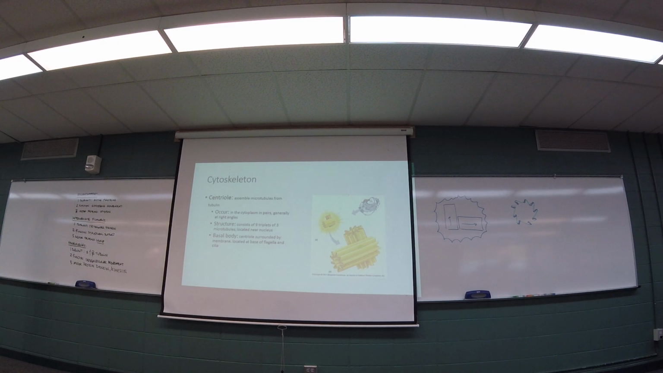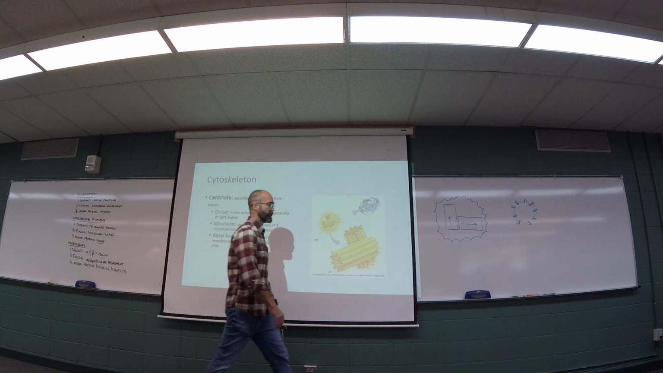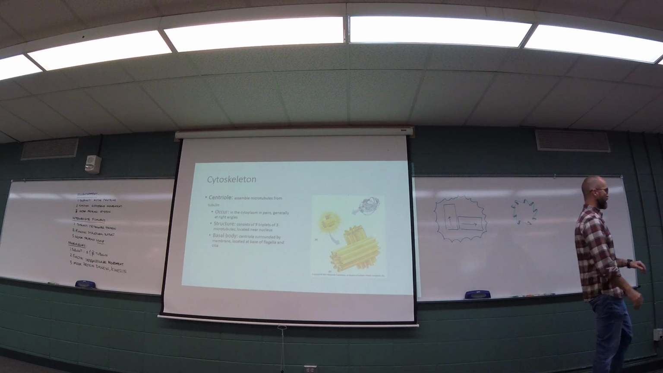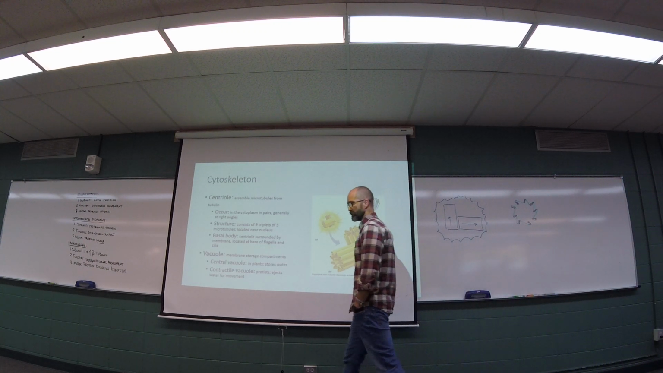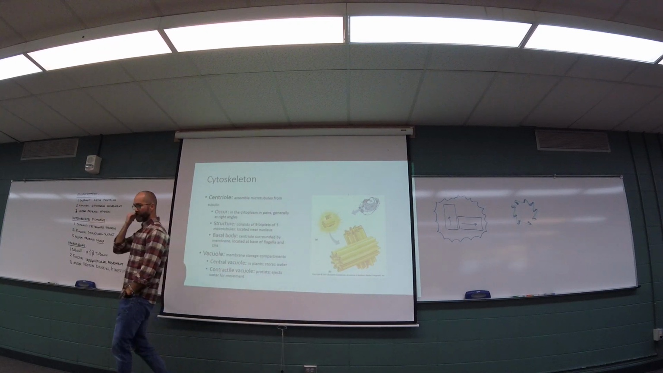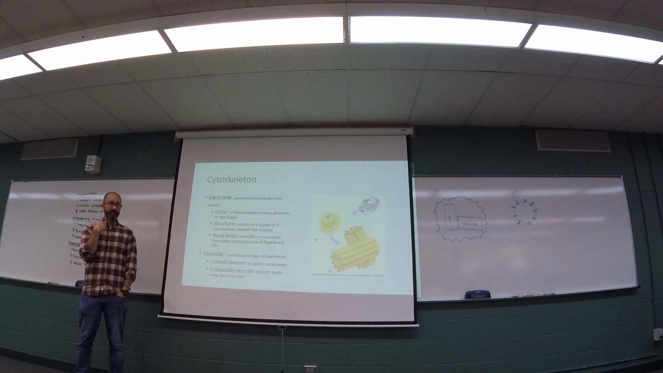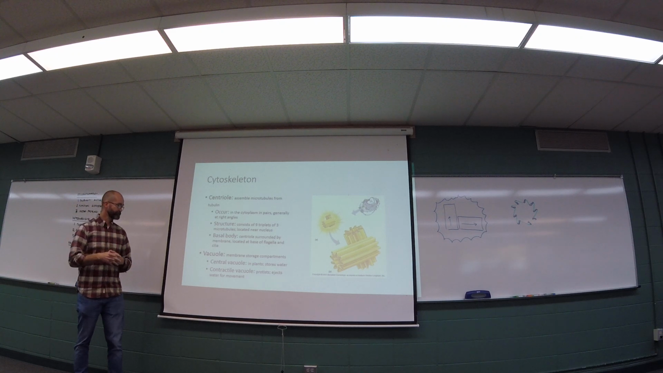Okay, we okay with centriole so far? All right. So the last structure that we need to talk about, that's really a part of the endomembrane system, is something called a vacuole. But we talk about vacuoles in the context of cellular movement because in animal-like cells, that's primarily what they're used for. In plant-type cells, they're used very differently. But in animal-type cells, we use vacuoles for movement.